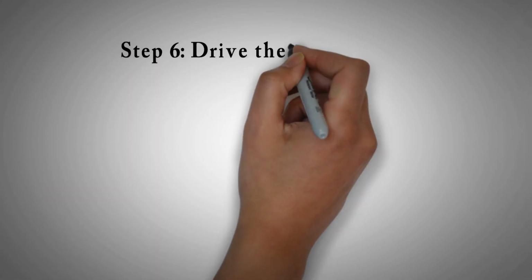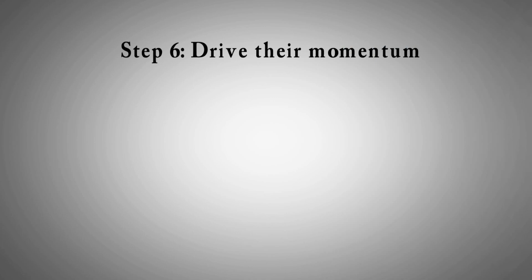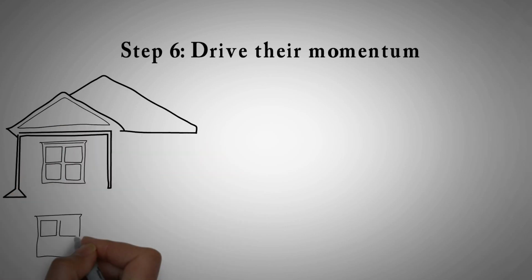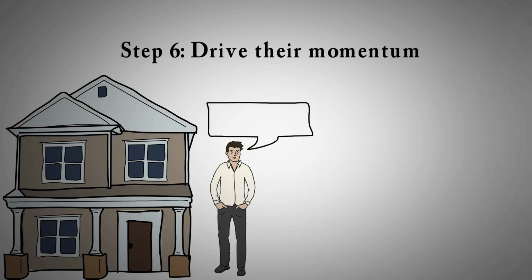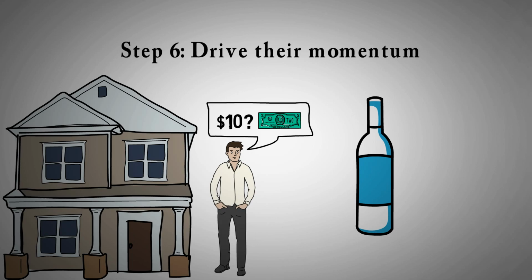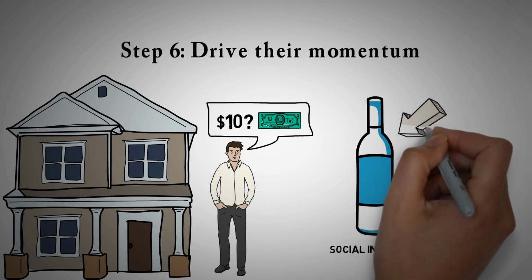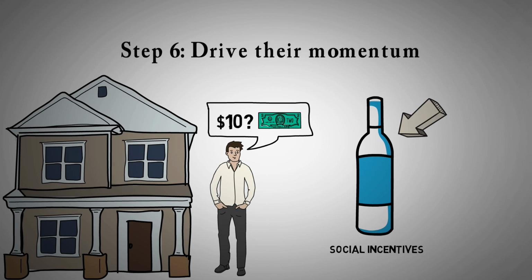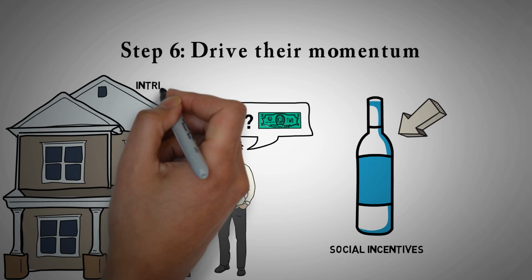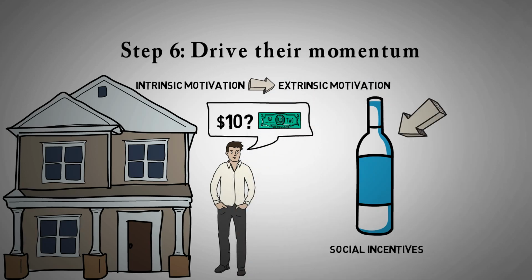Step 6. Drive their momentum. This step is for sparking some motivation after you've made your request. Now imagine you helped your friend move into his new house and he offers you $10. How would you feel? Now imagine instead that you received a bottle of wine that you would both be sharing. In most cases, social incentives like buying a bottle of wine or giving praise are more powerful, because giving money is more likely to shift intrinsic motivation to external motivation.